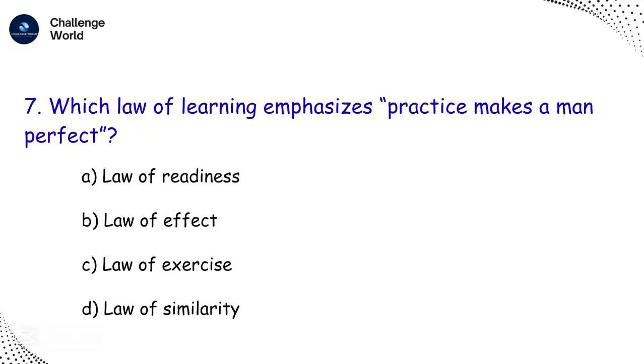Question 7 is, which law of learning emphasizes practice makes a man perfect? A. Law of readiness. B. Law of effect. C. Law of exercise. D. Law of similarity. Option C. Law of exercise is the right answer. Thorndike's law of exercise states that repeated practice strengthens learning.